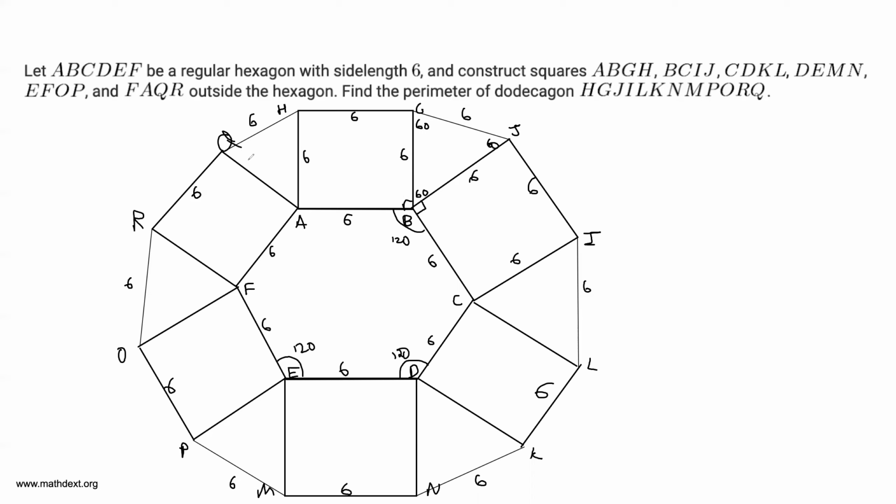Which means that this dodecagon has 12 sides with length 6. So its perimeter is the sum of all these sides, which is 12 times 6 equal to 72.